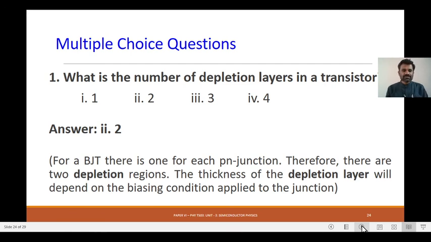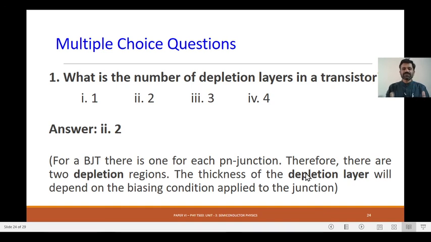The multiple choice question is: what is the number of depletion layers in a transistor? In a transistor, how many depletion layers are there? The depletion layers can also be called PN junctions. So there are two PN junctions across any type of NPN and PNP transistors. In a BJT or bipolar junction transistor, there are two regions. Therefore, two PN junctions, there are two depletion regions.